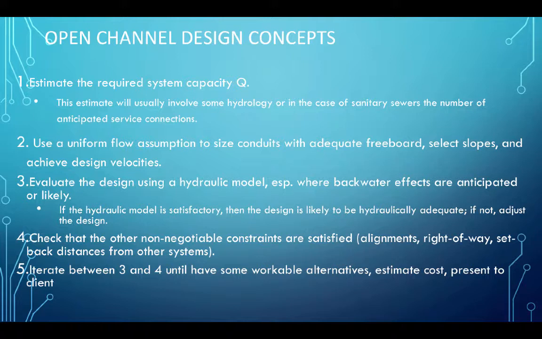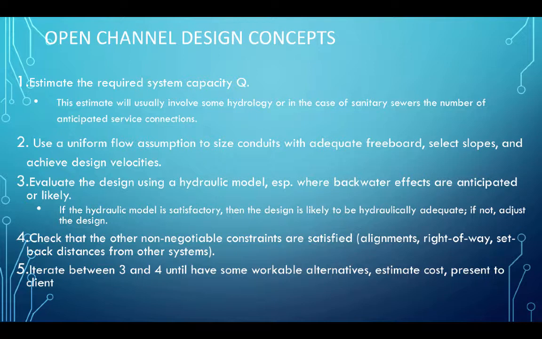Next, we would want to evaluate that design using a hydraulic model, especially in the case where backwater effects are anticipated or likely. If the hydraulic model is satisfactory, then the design is likely to be hydraulically adequate. If not, we'd adjust the design, either by changing slopes or diameters or using vertical offsets at the junction boxes to achieve the desired velocities and capacity.